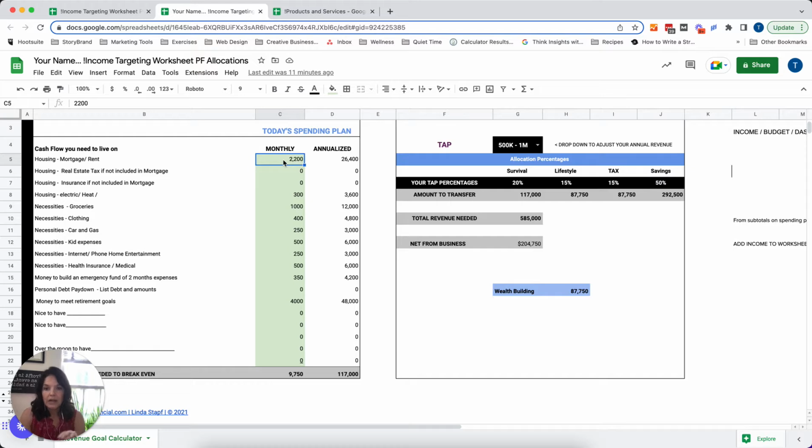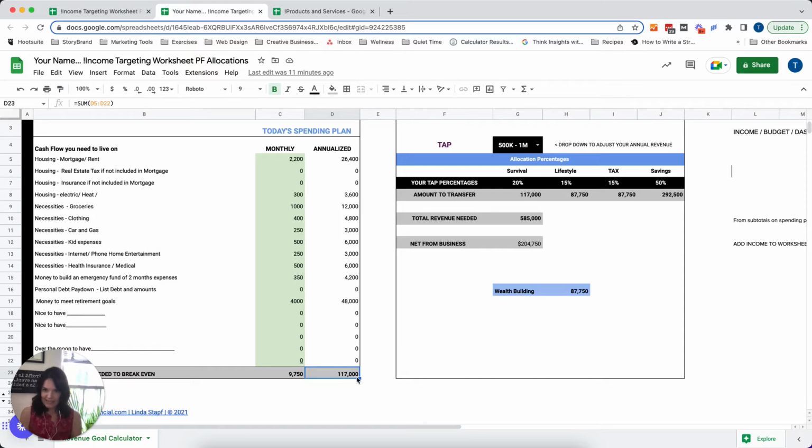So pop numbers into the green cells here. We're giving you some clues as to what could be included, but it's not everything. If you need to add some rows here, even some nice to have, some necessities, fill in the blanks and put the numbers into the green cells. And then it's going to calculate how much money you need to take home from your business in order to cover your bills. It will give you this annualized amount.